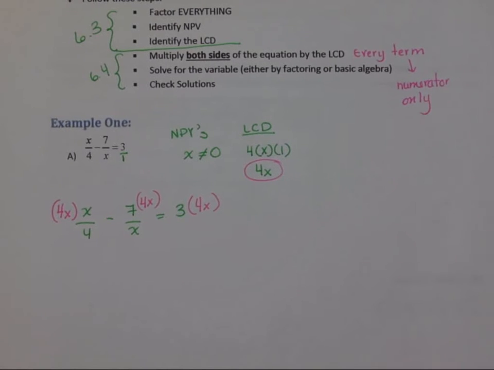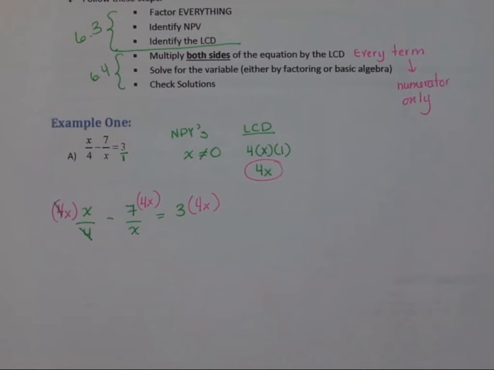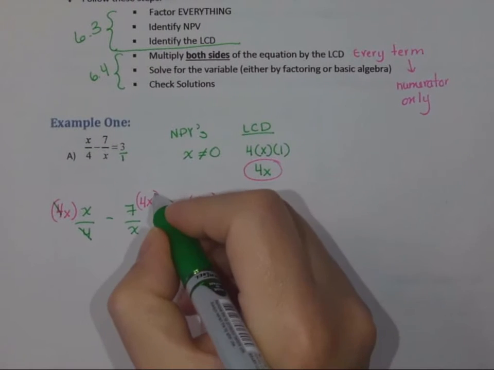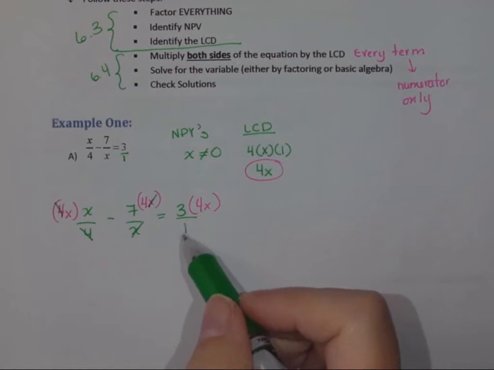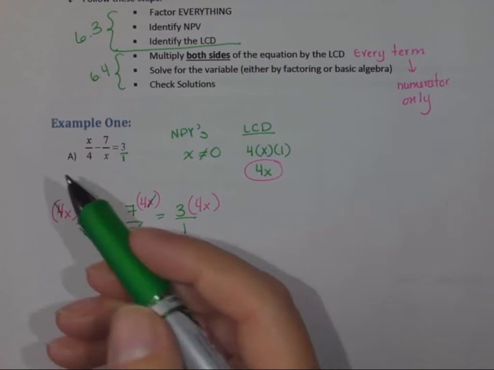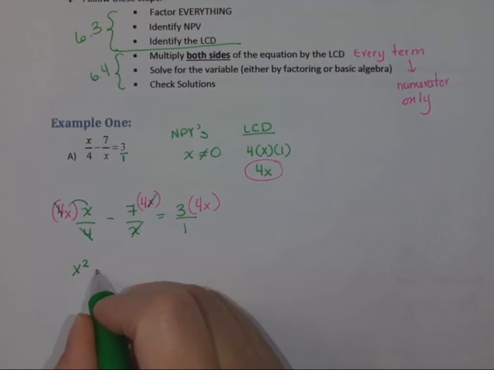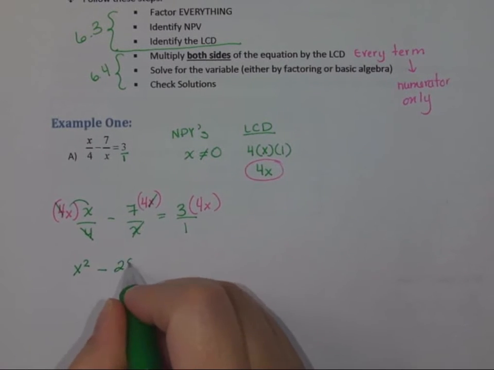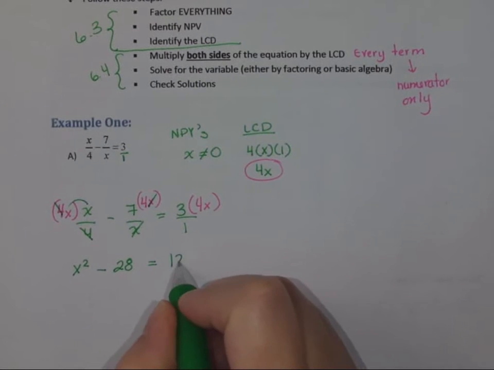Okay, so let's do some math here. All right, so we get to cancel out some stuff, which is exciting. So we're going to cancel out the 4's here because our whole goal is to eliminate the denominator. We're going to cancel out the x's here. And because this has a denominator of 1, there's nothing I'm going to cancel out here because I'm not going to use that denominator. I'm going to go ahead and multiply this. So x times x gives me x squared. I have minus 7 times 4, which is 28. Equals 3 times 4x is 12x.